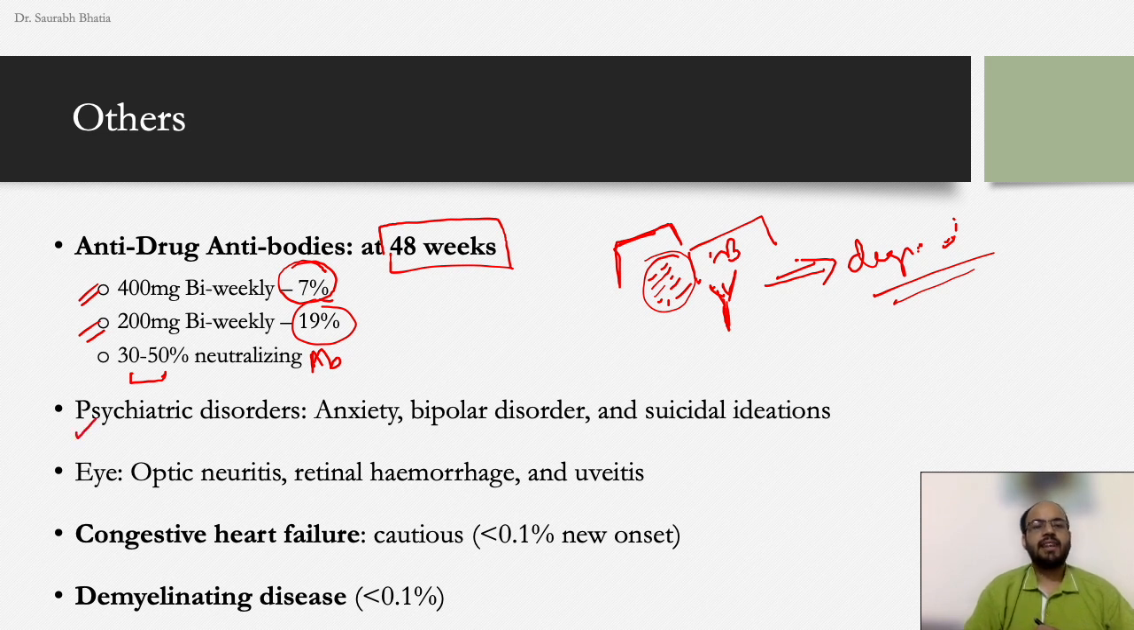Other side effects like psychiatric disorders have been reported with certolizumab, mainly anxiety, bipolar, and suicidal ideation. So we need to keep an eye out for them. Ophthalmic side effects include optic neuritis, retinal hemorrhage, and uveitis.